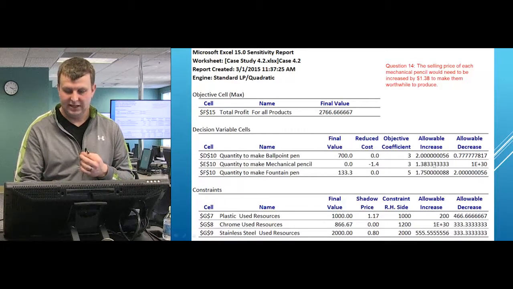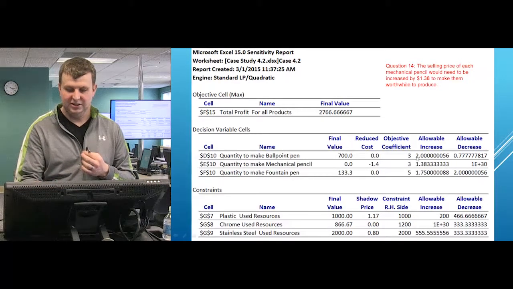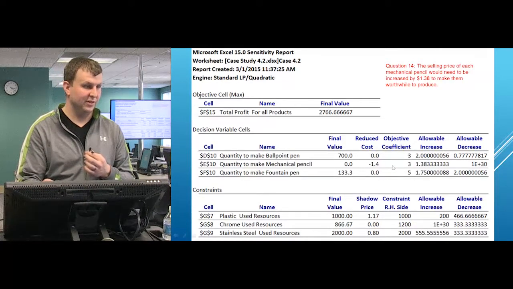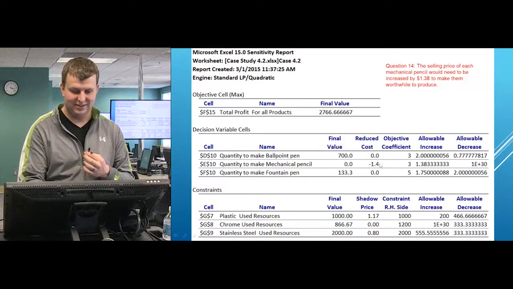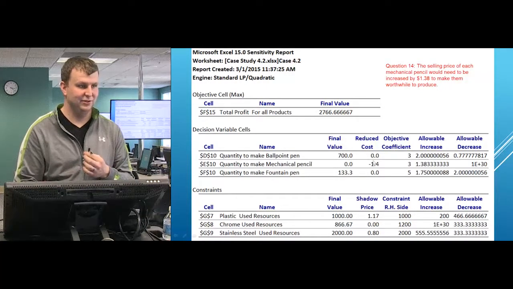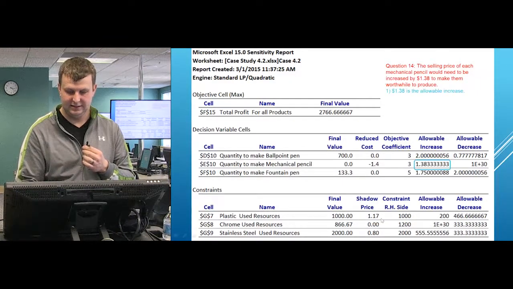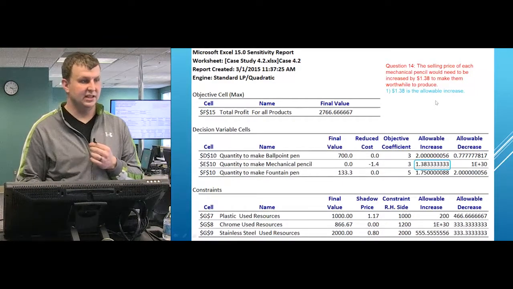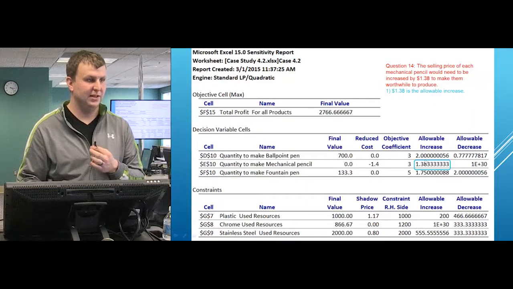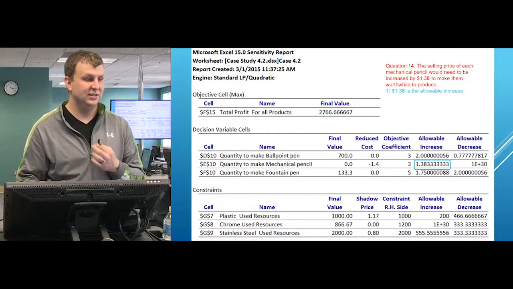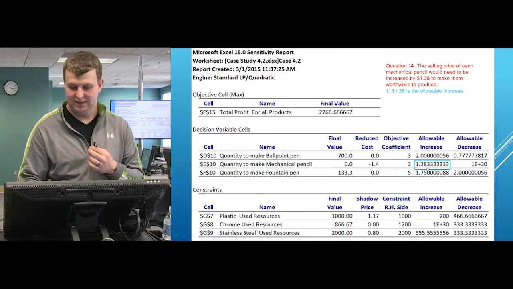And the answer to that is if we look at our allowable increase here of our selling price for our pencils, so the coefficient, we need to increase it by at least 1.38 to make it so we start making them, so a little bit more than that. This is rounded here, so it's actually 1.38, but Excel has rounded it to a single decimal place, which is why we get the 0.4. Okay. So we need to increase it there. We rounded that to 1.38. It's probably actually like 1.39. It has to be greater than this.